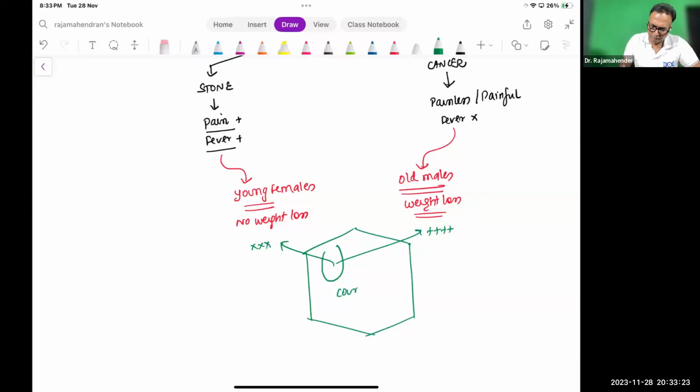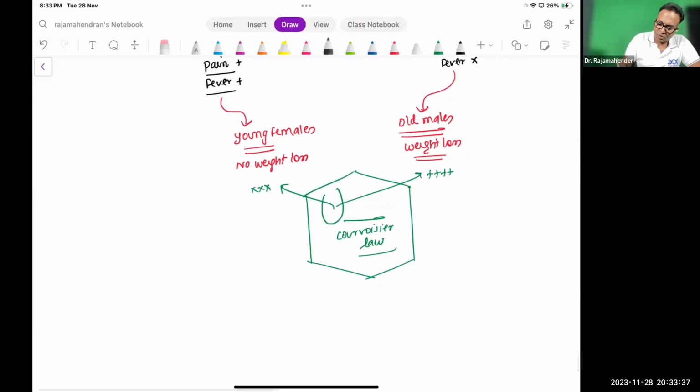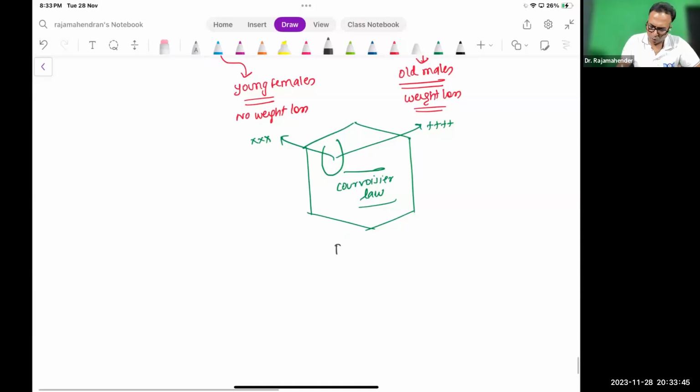This is Courvoisier's law. I'm telling you again and again, you will only get a cancer case of obstructive jaundice. They won't keep a stone case for you, because stone in the bile duct is an emergency. That patient needs to go to theater or to ERCP, so they won't keep it for your exam. So whether it is a stone or a cancer, you have to tell about it and go for a diagnosis. After giving the diagnosis, tell about the protocol in investigations.